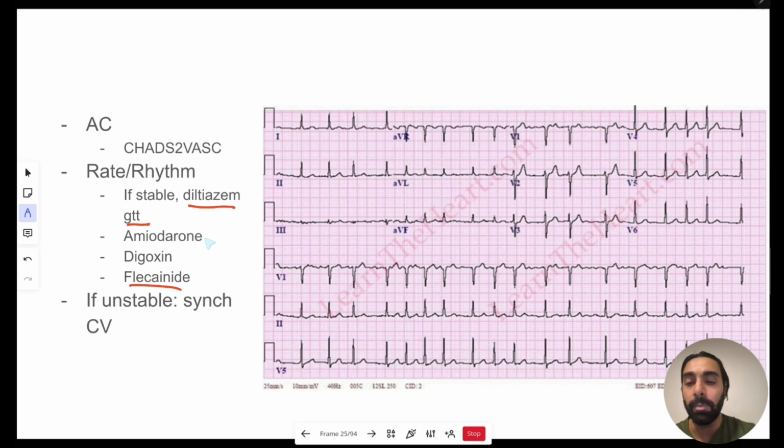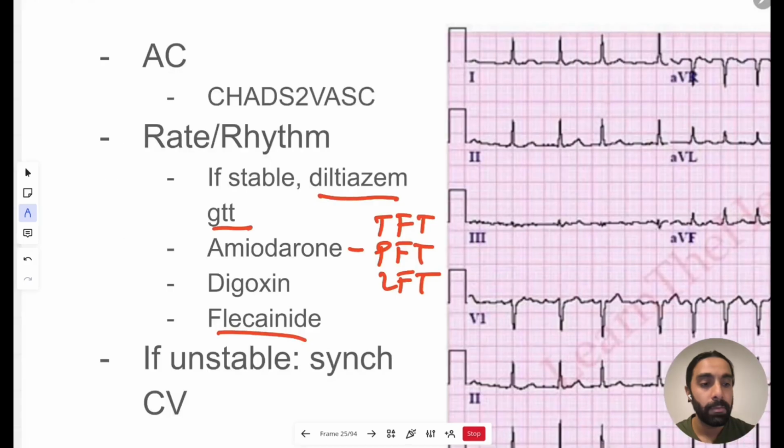Then you probably want to put them on amiodarone if they're elderly, like 70, 80 years old, but if they are younger, don't forget this causes a lot of different problems. So it can cause thyroid disease, you can get hypothyroidism, so TFTs. It can cause pulmonary fibrosis, so you want to get PFTs, and then it can cause liver disease, so you get LFTs.